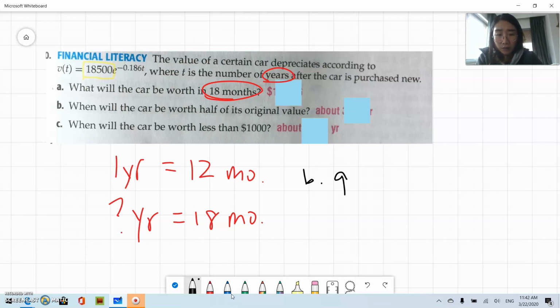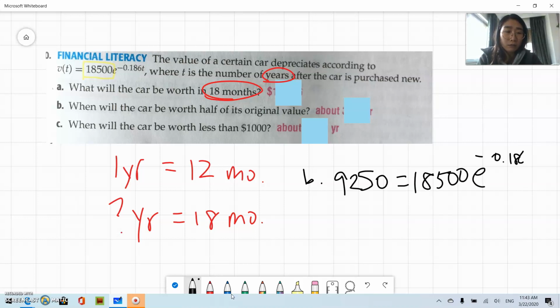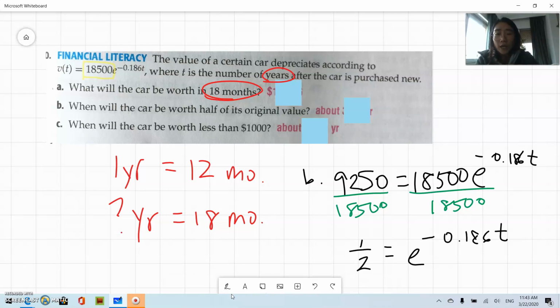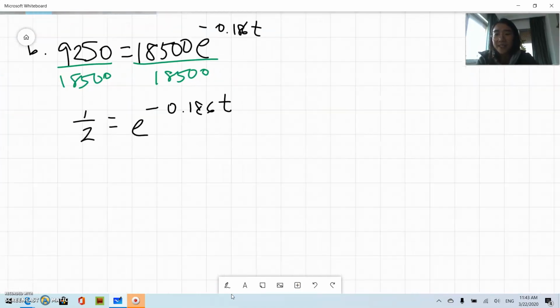So part B I will do here. So we want to know when would my amount be 9,250 when my equation is this thing. So then, first we need to divide both sides by 18,500 because we want to isolate T. And I know that this is going to be 1/2, right? Because that's what I'm looking for. I'm looking for half of what I started. e to the negative 0.186T.